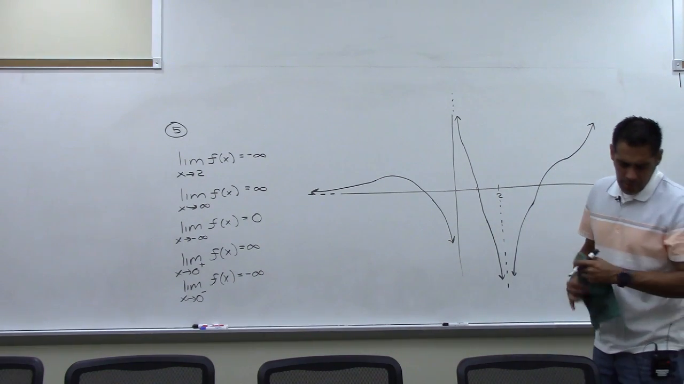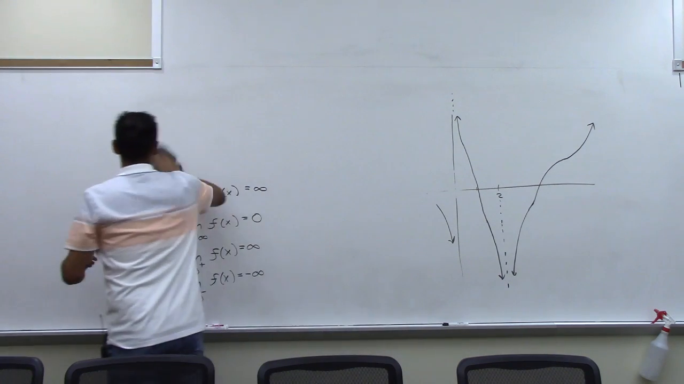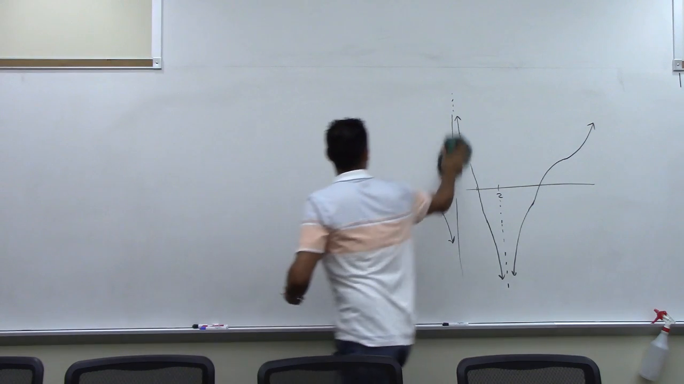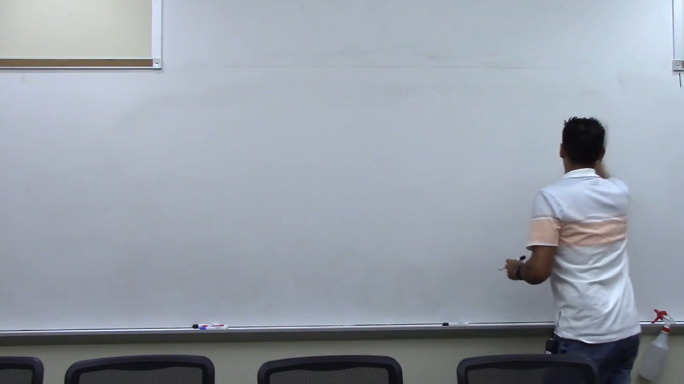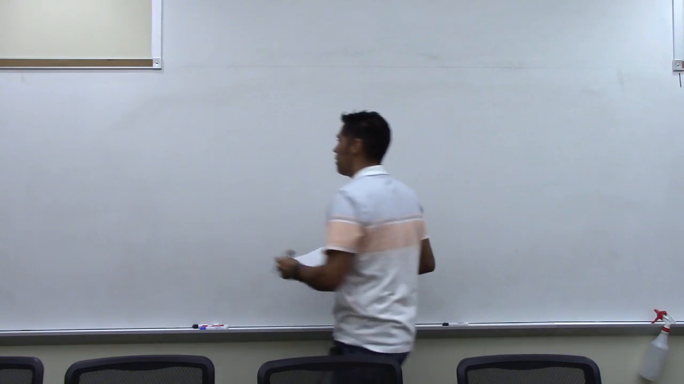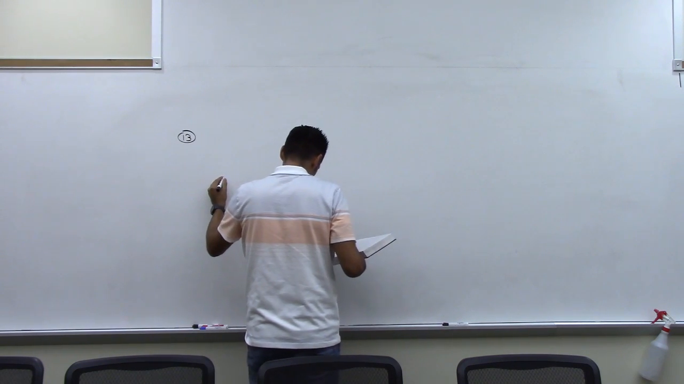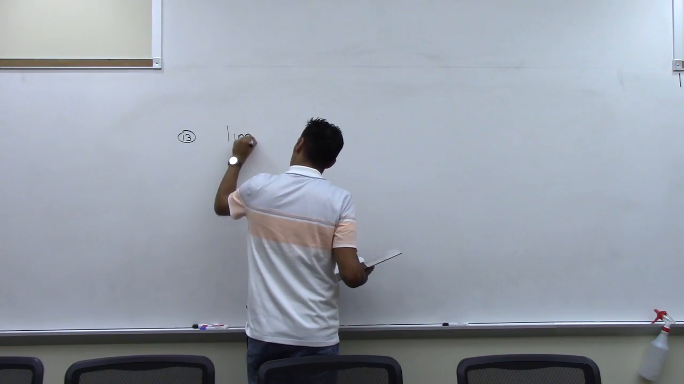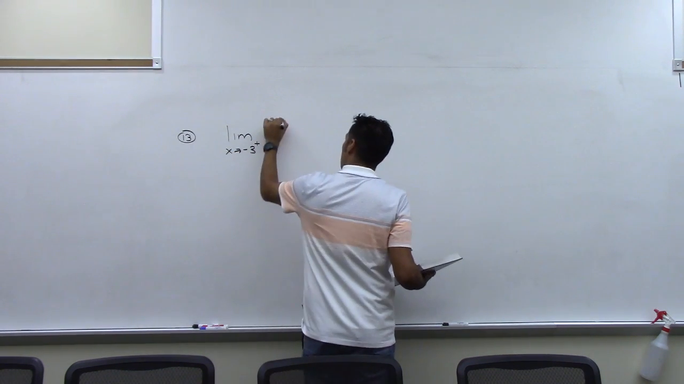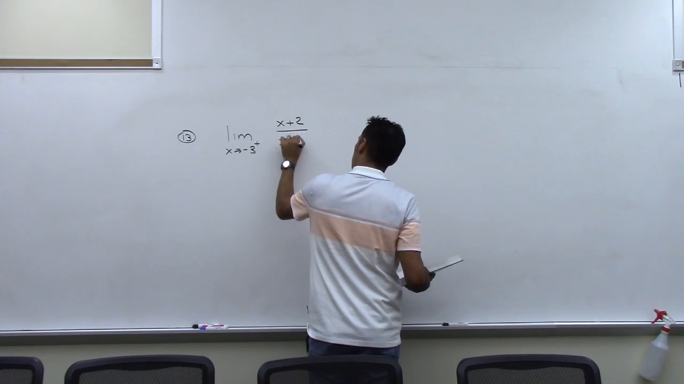Okay, now we get to calculating these limits by hand. So this is really the nitty-gritty here. This is the good stuff. Number 13. We have the limit as x approaches negative 3 from the right of x plus 2 over x plus 3.